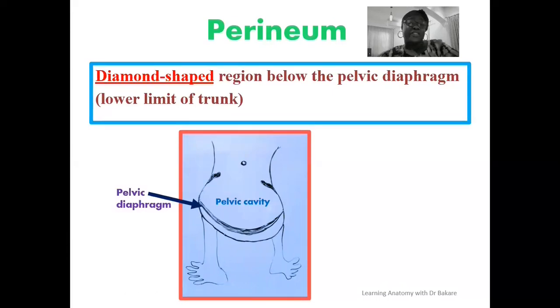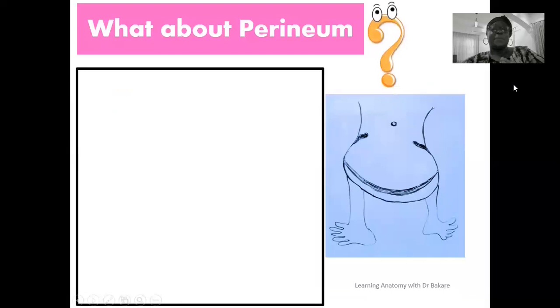And this is what is seen to be arrowed here in blue. So if you go more inferiorly to the pelvic floor or the pelvic diaphragm, is where you have this diamond-shaped region that is referred to as the perineum. And this is what is highlighted here in this image. So this is where we have the perineum at the most inferior limit of the trunk. So what is it about the perineum? The perineum is a very important region of the body, and that is why it is good that students of anatomy will study this region.